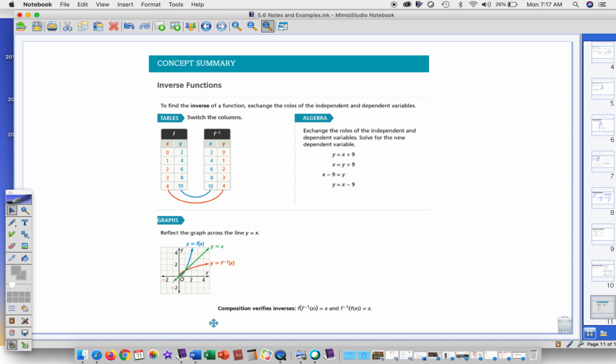And then we can verify that two functions are inverses by using compositions. So here notice they replaced g with f inverse, so f of f inverse of x will equal x, and f inverse of f of x will equal x.